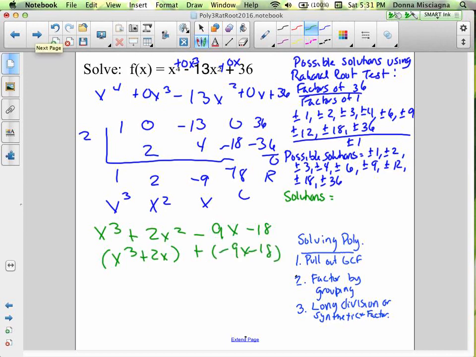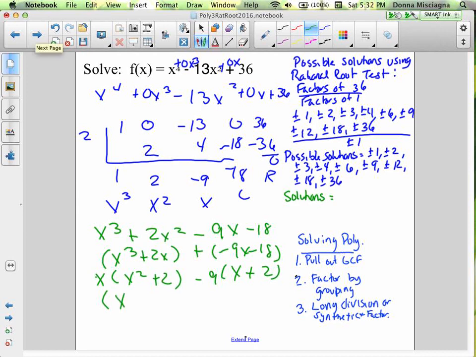And from x cubed and 2x squared, we'll factor out an x squared, and we'll be left with an x plus 2. And then from negative 9x and negative 18, we could factor out a negative 9, and we'd be left with x plus 2. All right, so now we have that repeating binomial, right, when we factored, and that told us that factoring worked, right? So we're going to have an x.